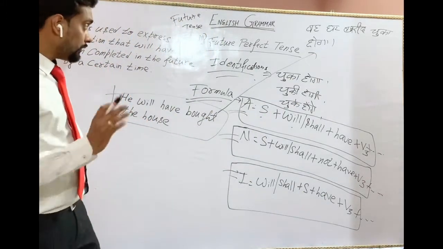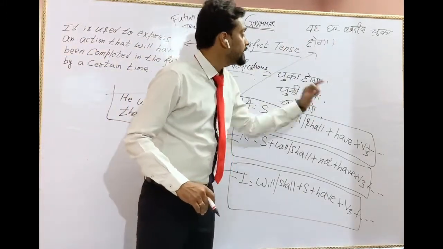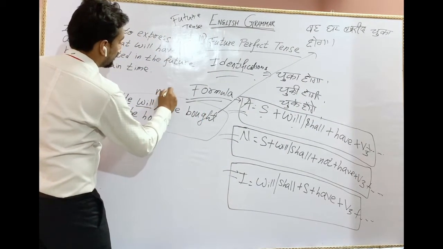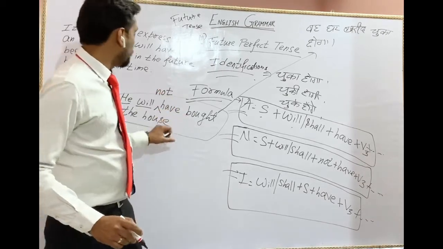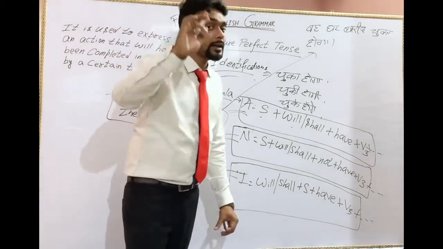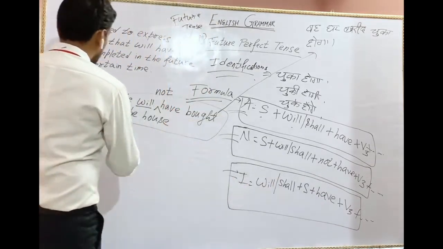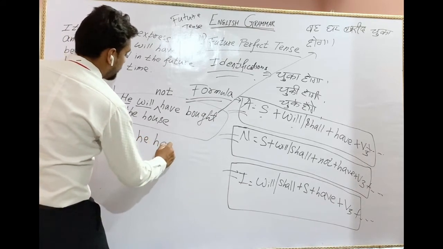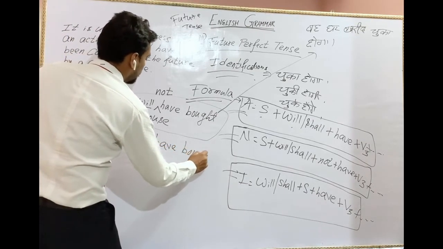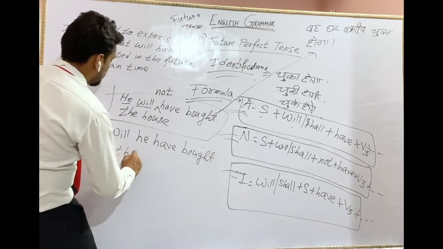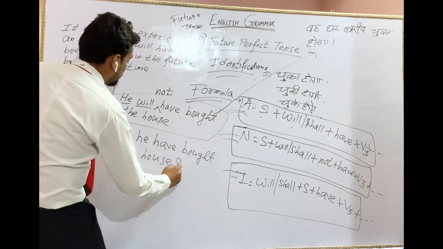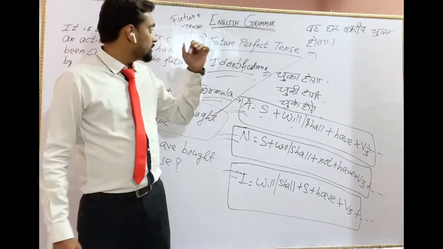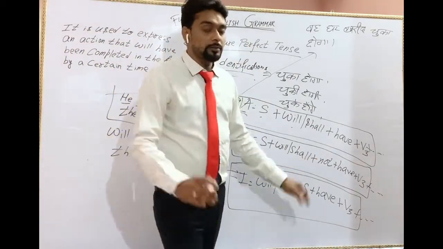Got it? Now negative. वह घर नहीं खरीद चुका होगा. So he will, over here, not. He will not have bought the house. क्या वह घर खरीद चुका होगा? Interrogative. Will he have bought the house? Question. So in this way you can do any practice questions of future perfect tense. That's all about future perfect tense.